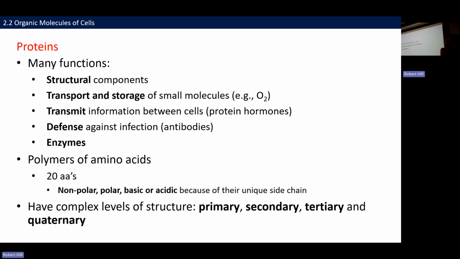So whereas nucleic acids are only made up of 4 different nucleosides, or 4 different nitrogen bases, proteins are made up of amino acids, and there's a greater diversity of them. There are 20 different amino acids. They're all grouped according to whether they're nonpolar, polar, basic, or acidic. And what decides the chemical properties of that amino acid is a specific group of the amino acid called the side chain. And you see a figure that explains that.